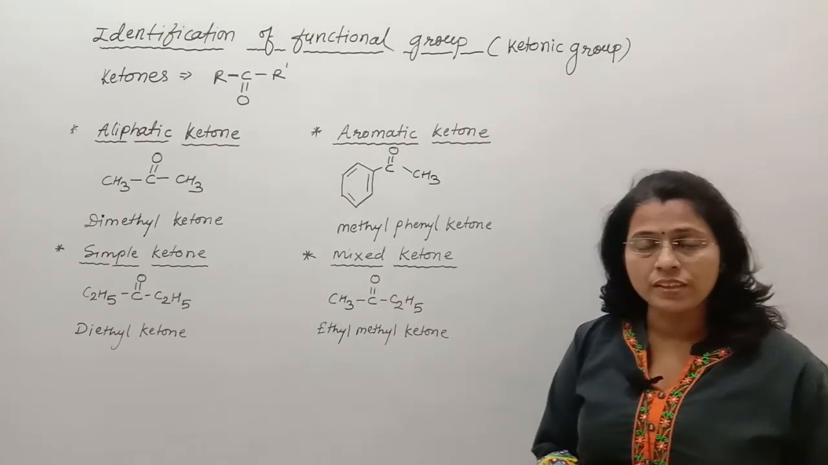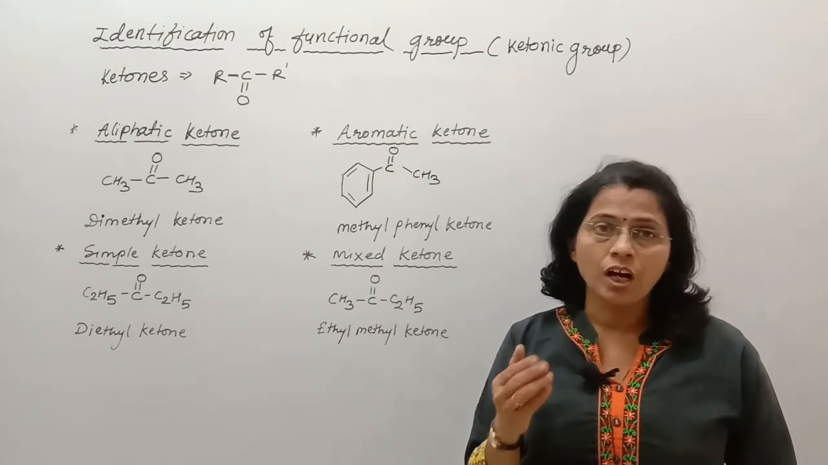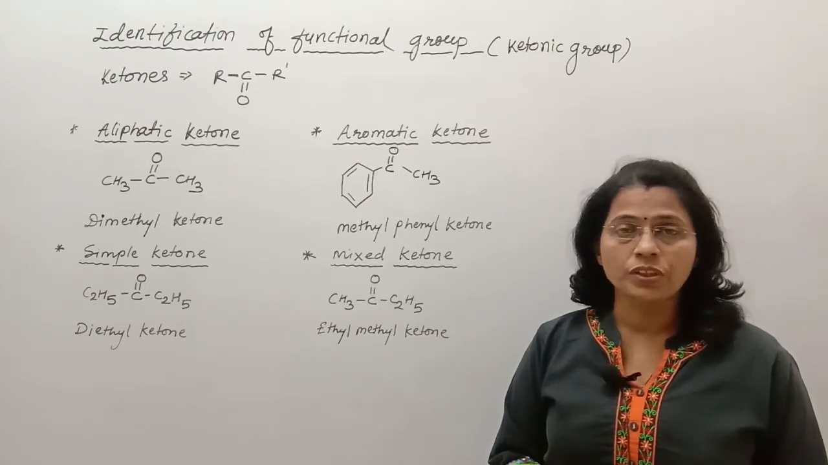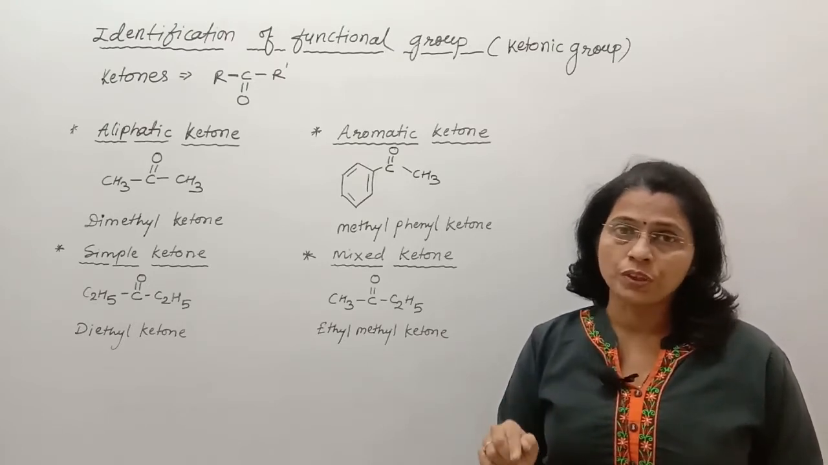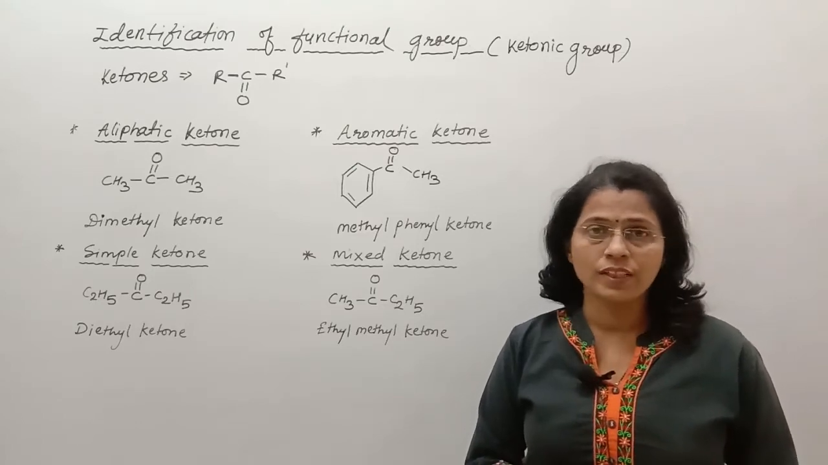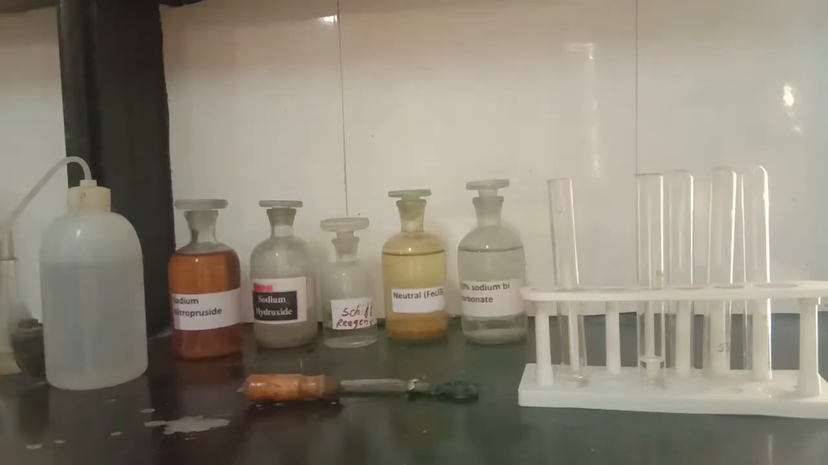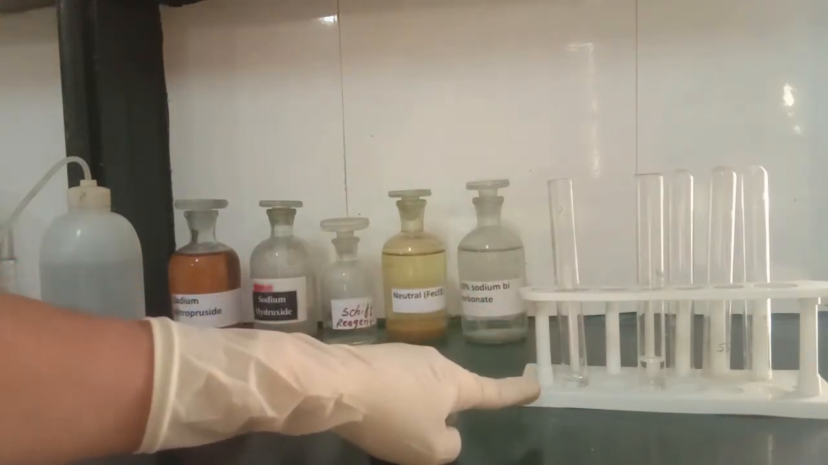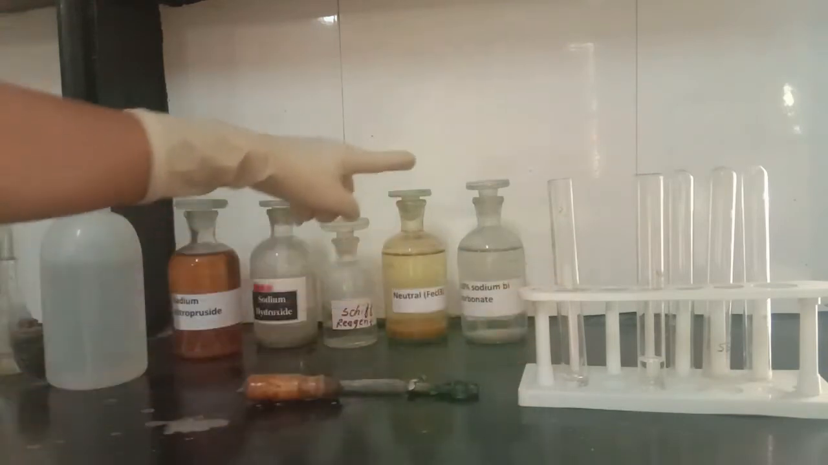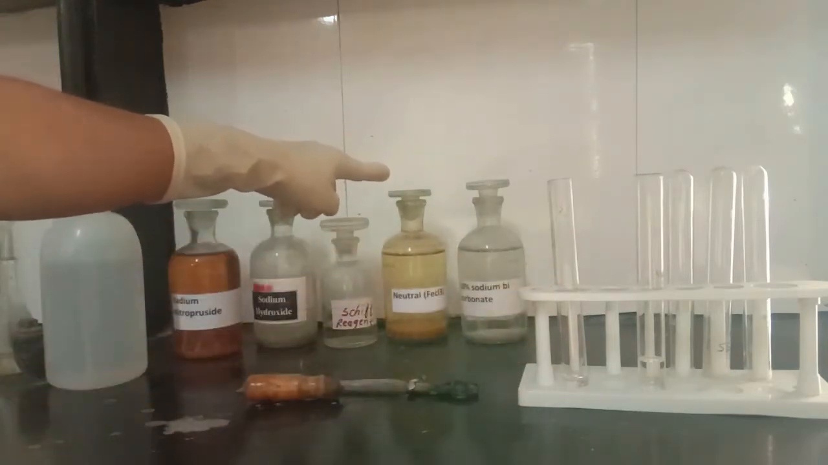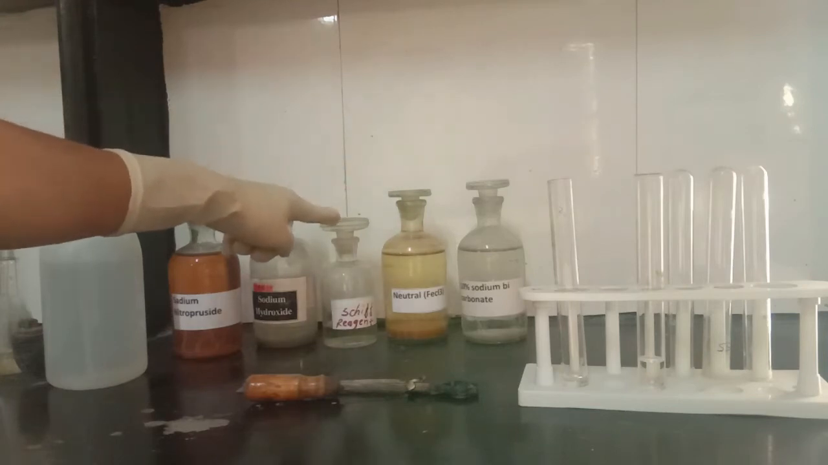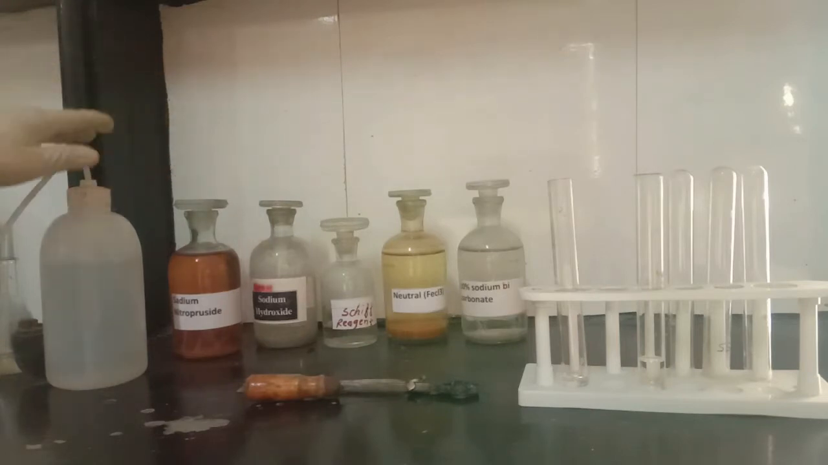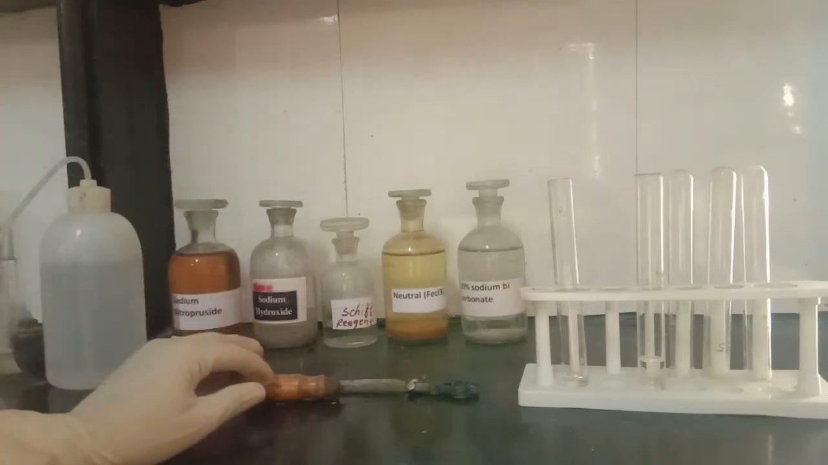For this experiment, again you will be supplied with a known organic compound, and in that you have to test or find out your functional group. So let's start our experiment. For identification of functional group in today's given organic compound, we need a test tube stand, sodium bicarbonate solution, neutral FeCl3 solution, Schiff's reagent, sodium hydroxide solution, sodium nitroprusside solution, distilled water and a test tube holder.